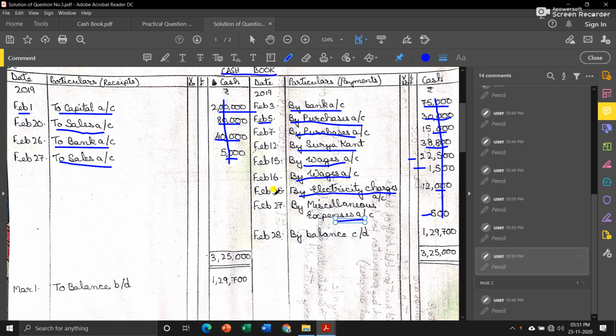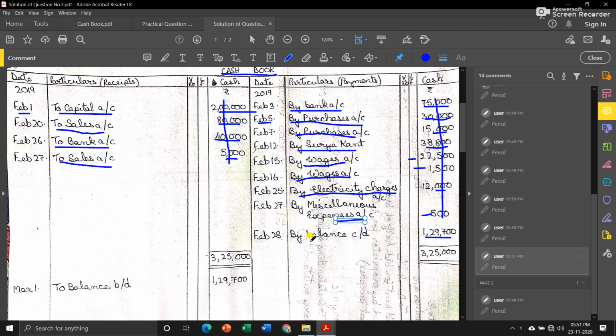Then after that you have to find out the total of this amount, that is these 8 transactions. Now after finding the total, it will surely be less than 3,25,000, but we have to balance the cash book. So you deduct the total of these 8 items from 3,25,000, and the remaining balance figure will be nothing but your balance carried down. That you have to write in here. In this question we got 1,29,700, so this is our balance carried down.